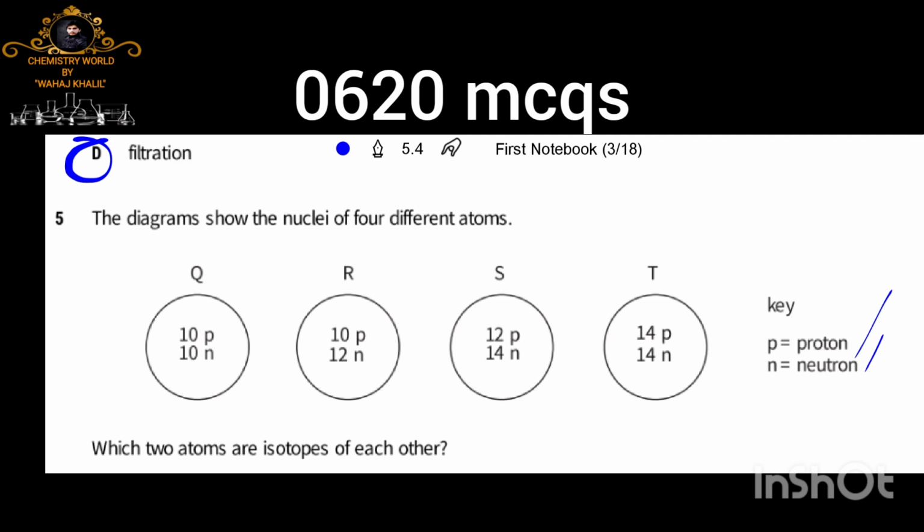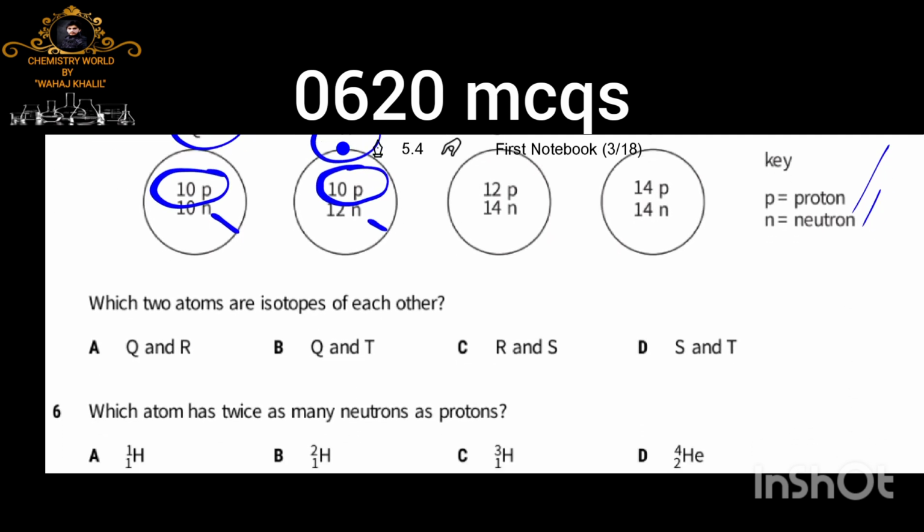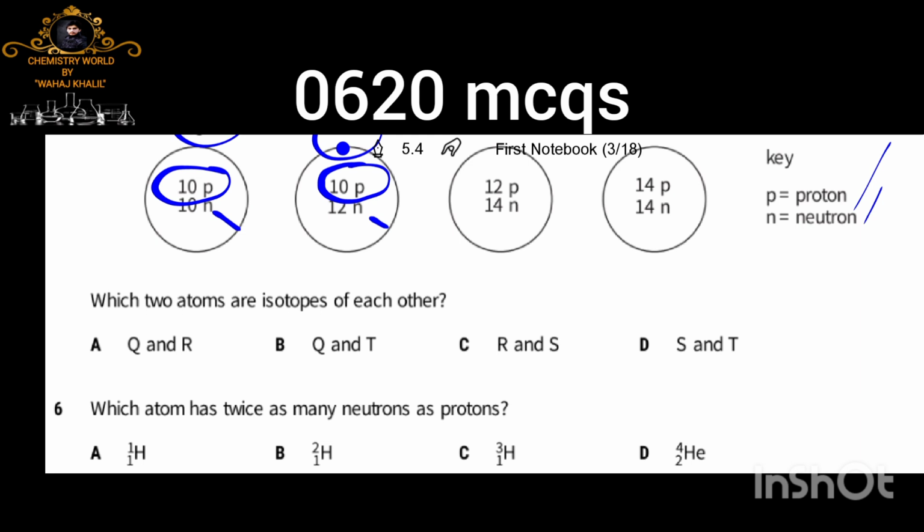So we have to recall the definition of isotopes. What are isotopes? Isotopes are elements that differ in the number of neutrons. So we can say that isotopes have the same number of protons and the same number of electrons, but a different number of neutrons and different mass. So these two have the same number of protons, but a different number of neutrons. So these two are considered isotopes of each other. It's Q and R. It's option A.